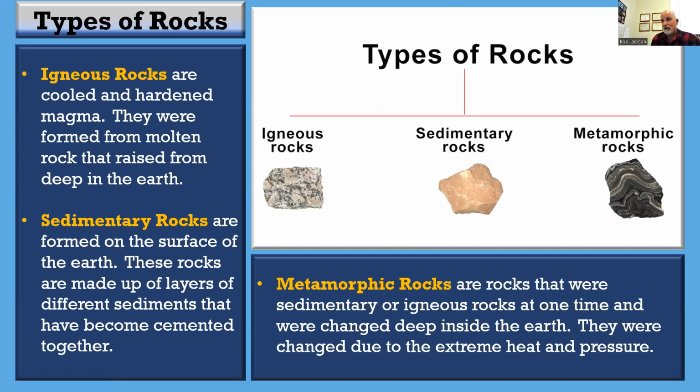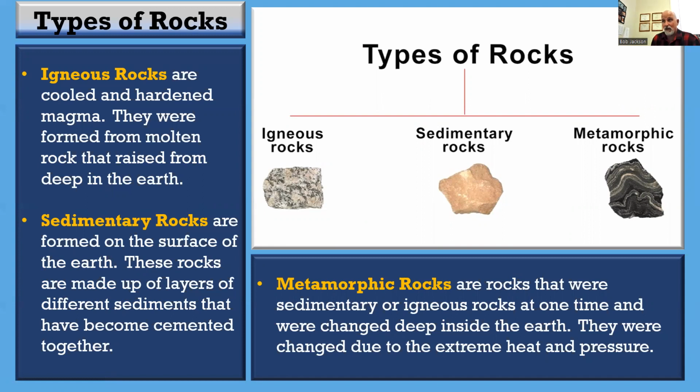Now this is where if you go outside, if you go hiking, if you go for a walk through the woods, if you go walk down a creek, you're going to find rocks. And all the rocks that you find are going to be one of these 3 main types. They're either going to be an igneous rock, a sedimentary rock, or a metamorphic rock.